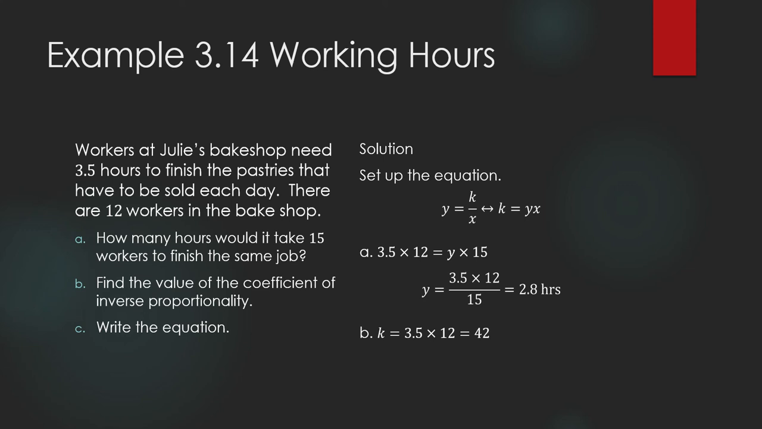The value of k is equal to 3.5 times 12, which is equal to 42. And then write the equation. The equation is y is equal to k over x. Y is equal to 42 over x.